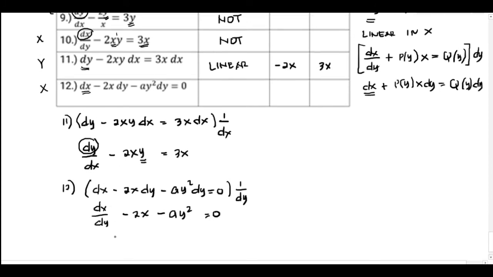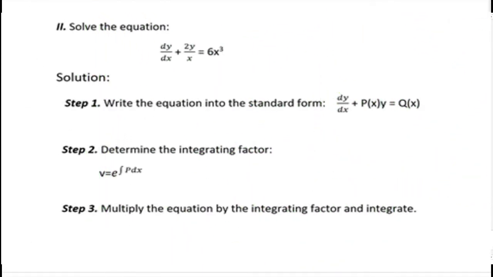So we have here dx over dy minus 2x is equal to positive a y squared. As shown, we have here dx and we have here x raised to the first power. This is a linear equation. And our coefficient of x is negative 2. Then our value for q is a y squared. Let us now proceed in finding the solution of a differential equation.